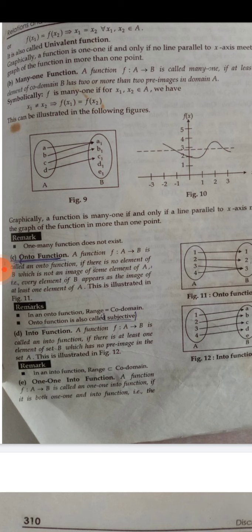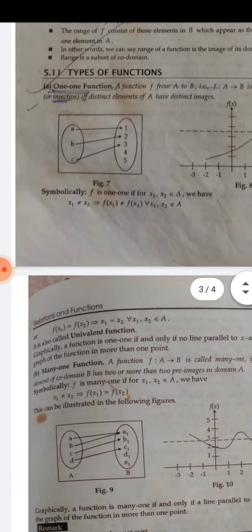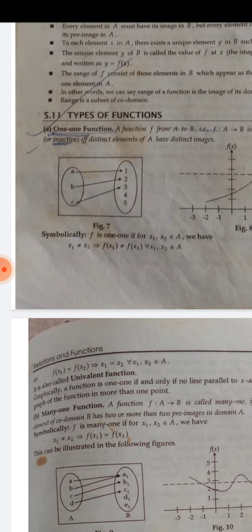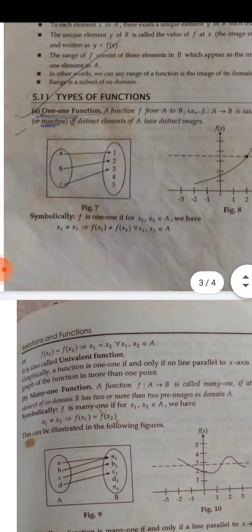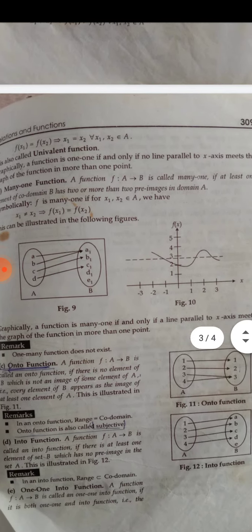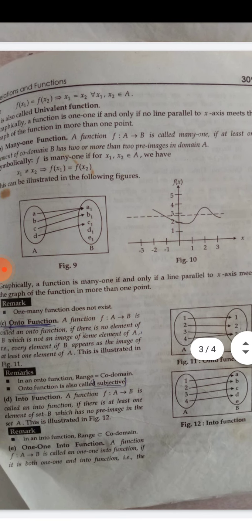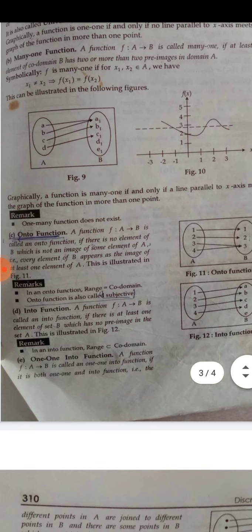You can see onto function is also called surjective. Correct the spelling, surjective. Okay, it is very important, surjective and injective. If in exam or internal paper I ask what is injective, what is surjective, so these are the answers. One-one function is injective function and onto function is surjective function.